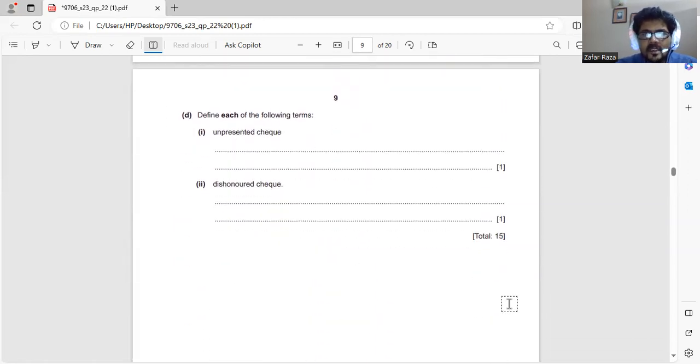Now come to unpresented checks: issued to suppliers, but they have not taken money from our bank account. Dishonored check means customers' checks returned unpaid by the bank. Once my salary check was dishonored by a bank, and I found there were 41 reasons given for the dishonor. My check was dishonored because of insufficient balance, but there are 41 reasons they can dishonor a check.